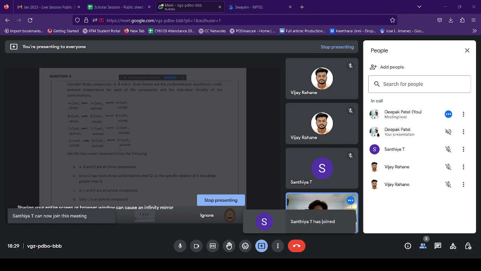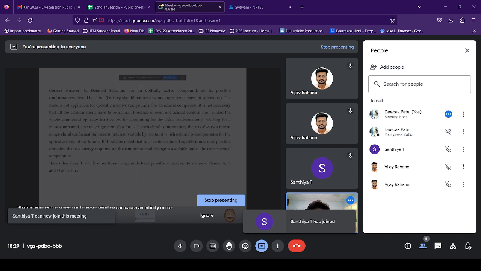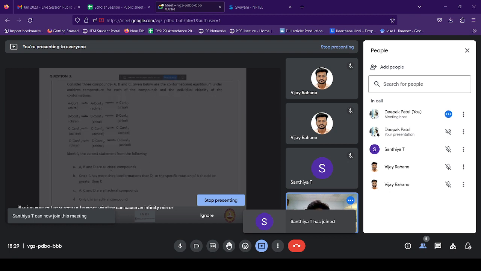So to solve this type of question, you have to see whether your compound was chiral throughout the conversion or not. So only this B compound is chiral. So the answer is C. A, C, D are all achiral. Why? Because achirality is there in the molecule. Only this molecule was chiral throughout the conversion.